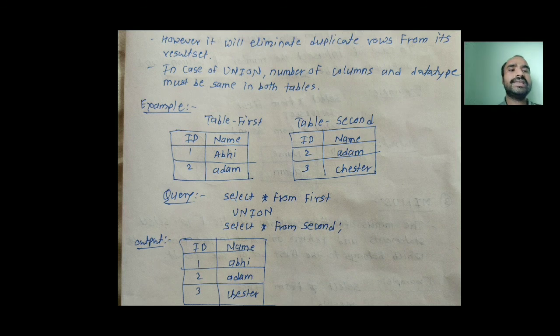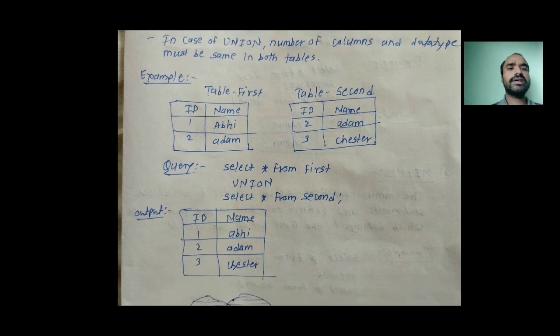Let us see. Select star from first. First means it is a table name. Union, select star from second. So it will give the answer 1, 2, 3 and Abhi, Adam and Chester.